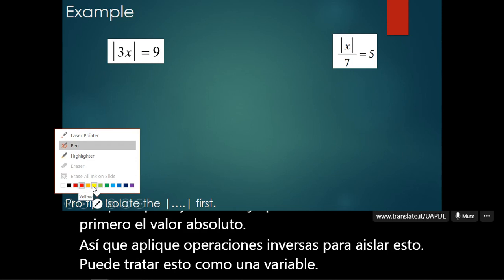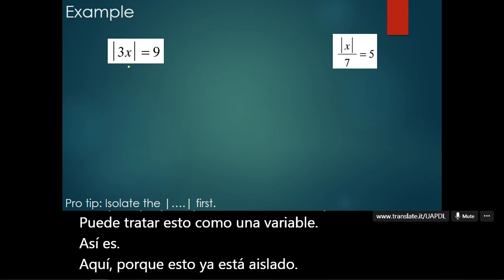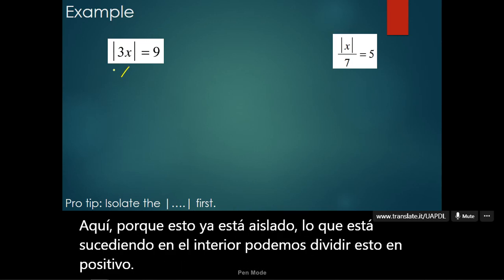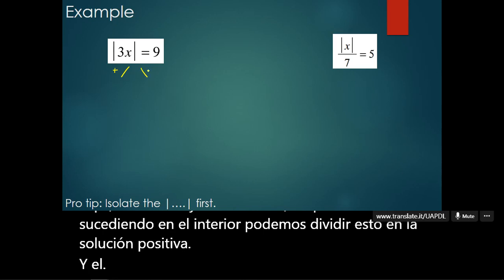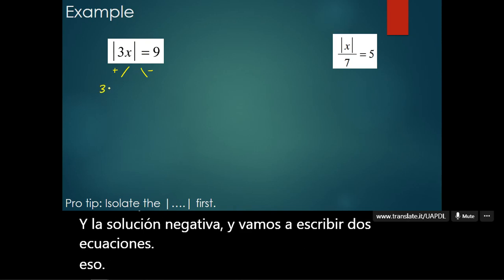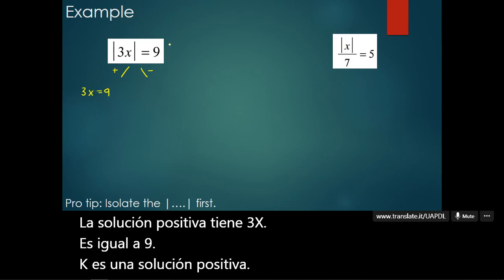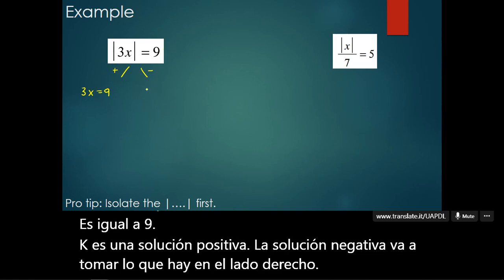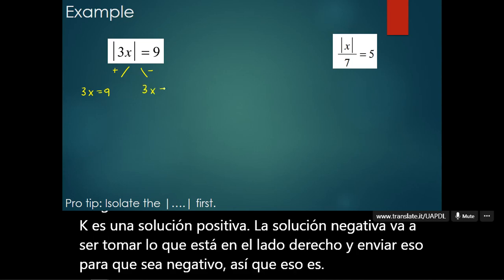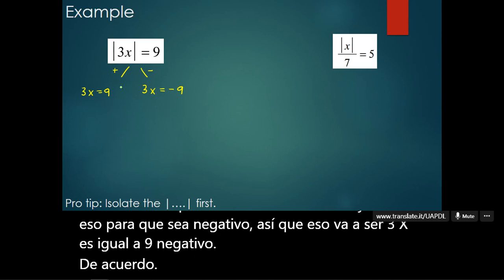All right, so here, because this is already isolated, we can split what's happening on the inside into the positive solution and the negative solution, and we're going to write out two equations. The positive solution has 3x equals 9. Okay, that's a positive solution. The negative solution is going to be taking what's on the right-hand side and setting that to be negative. So that's going to be 3x equals negative 9. Okay, so your positive solution and your negative solution.